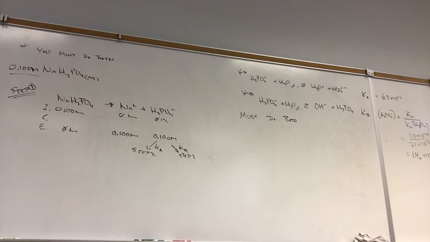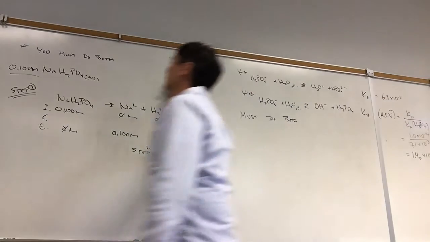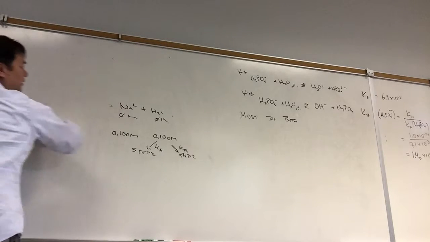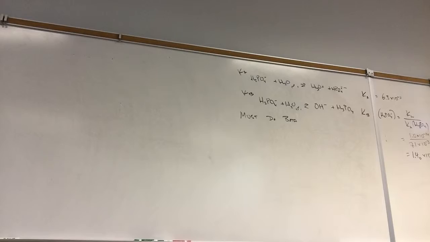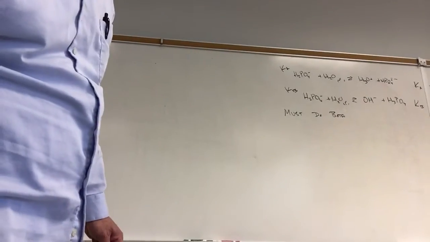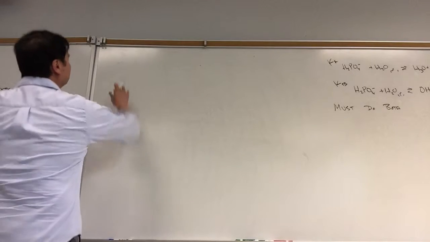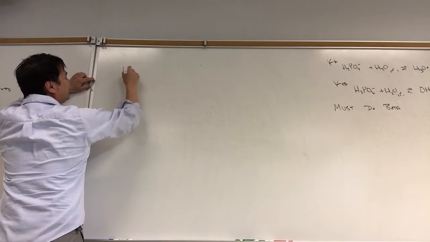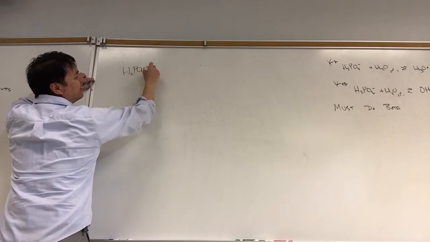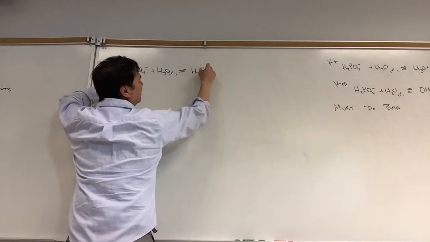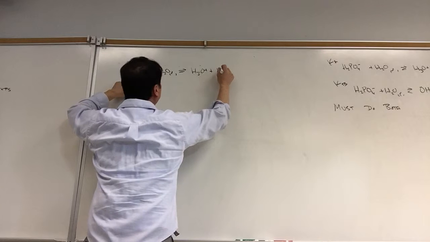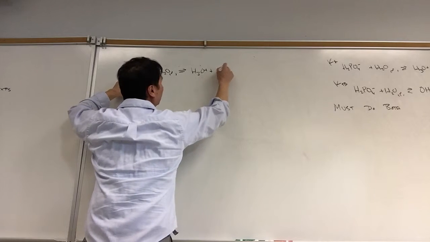So which one should we do first? We should do Ka first. Let's do that. Why? This is the bigger K. We just always do the bigger K first. All right, so let's do the bigger K first. So we're doing H2PO4 minus plus H2O liquid. We're going to produce hydronium plus monohydrogen phosphate.